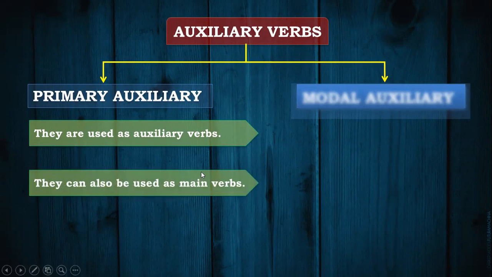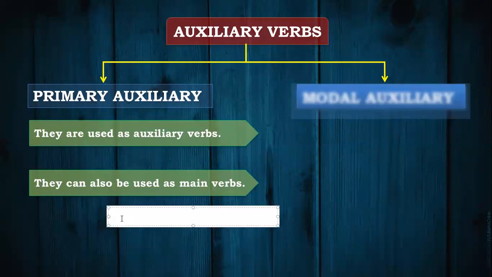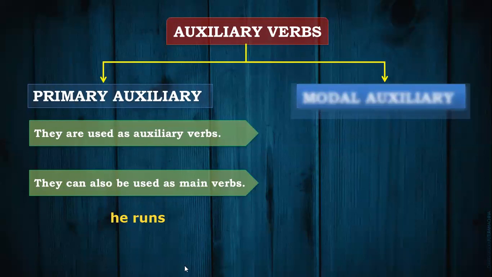They can also be used as the main verbs. Let's use the same sentence, but in a slightly different way. He runs. In this case, do we have any other word or verb than run? Absolutely no. Because we have just one word, it is known as main verb.